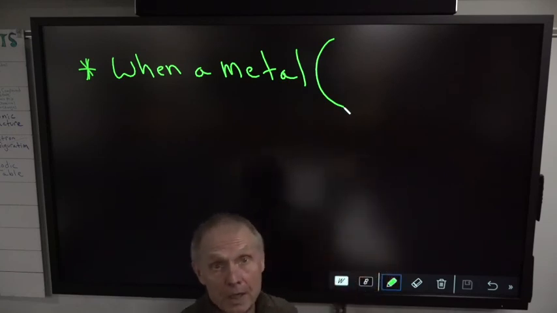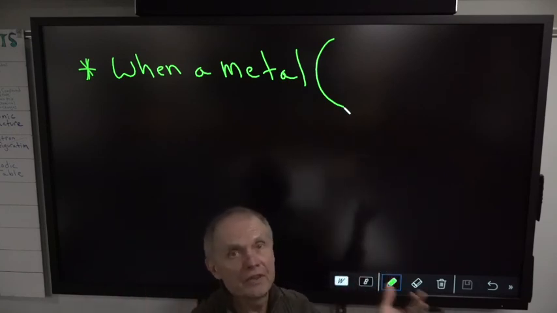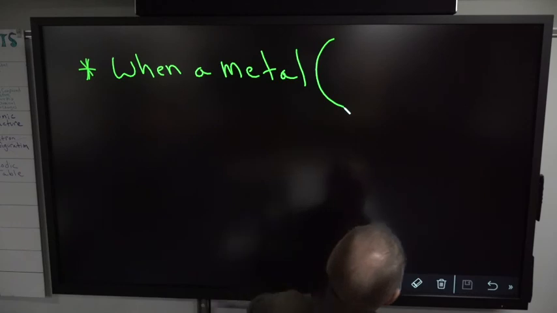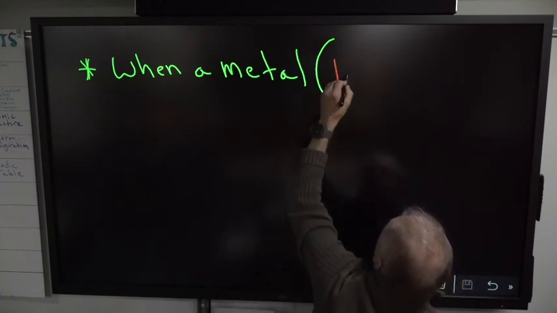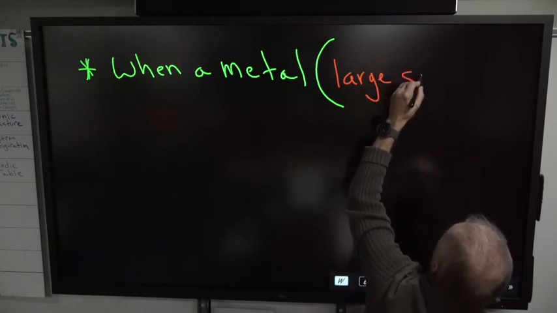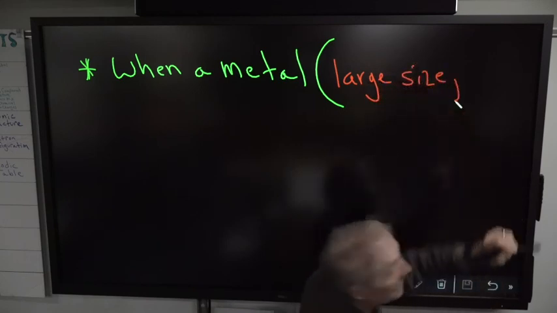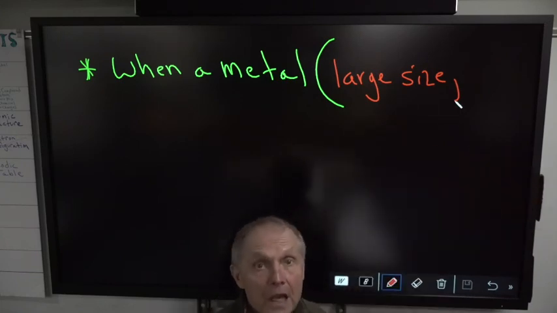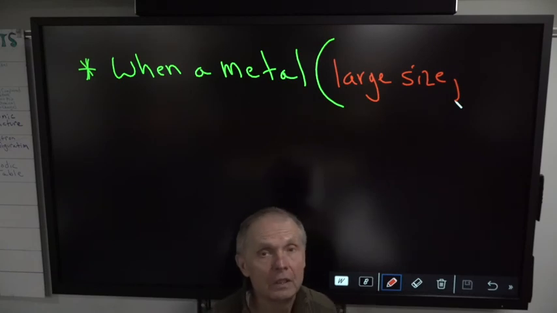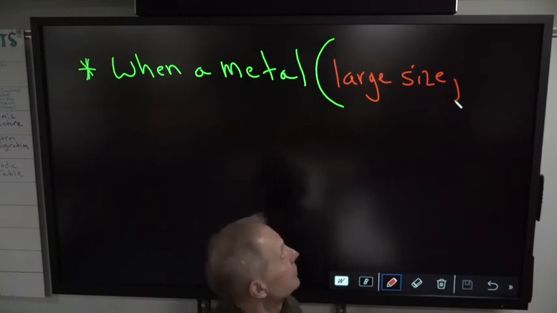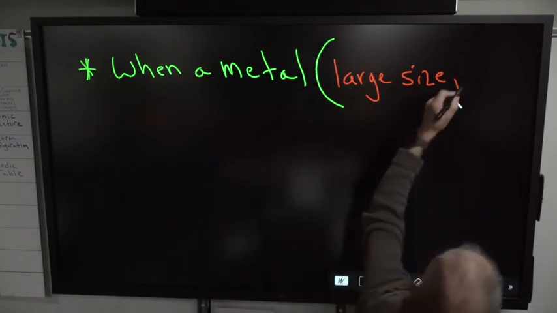Now, this is where the periodic table and electron configuration, this is where everything comes in. So, when a metal, now what do you know about a metal? They have large size, which means their valence electrons are pretty far out there. And if their valence electrons are far out there, their ability to attract electrons, or electronegativity, isn't very good. So, large size, low electronegativity.